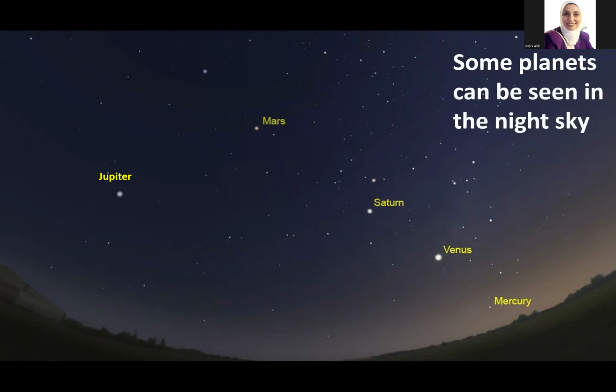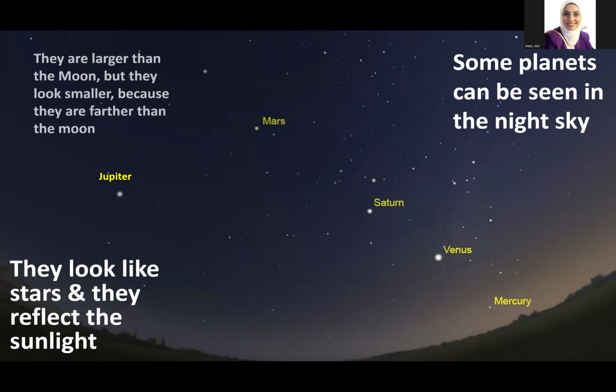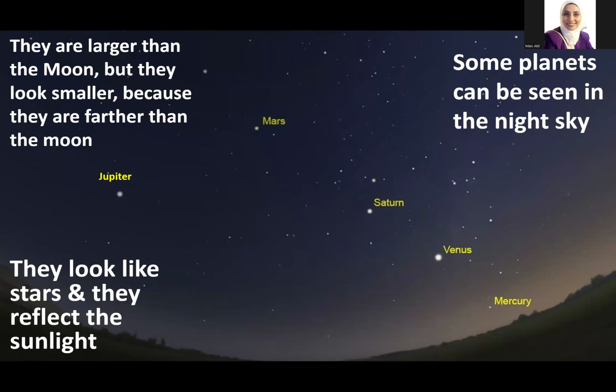So some planets can be seen in the night sky. They look like stars and they reflect the sunlight. They are larger than the moon, but they look smaller because they are farther away than the moon. And they look bigger than the stars because they are closer to the Earth than the stars.